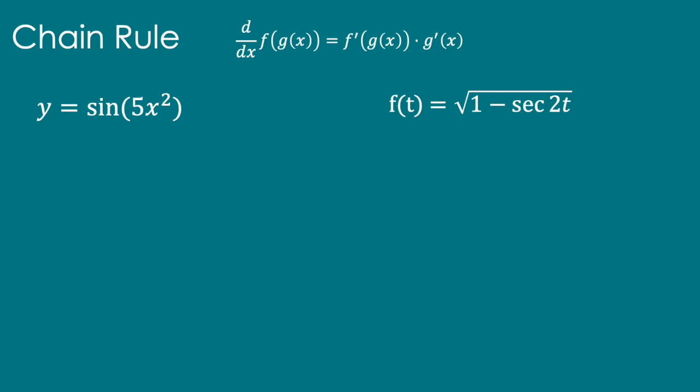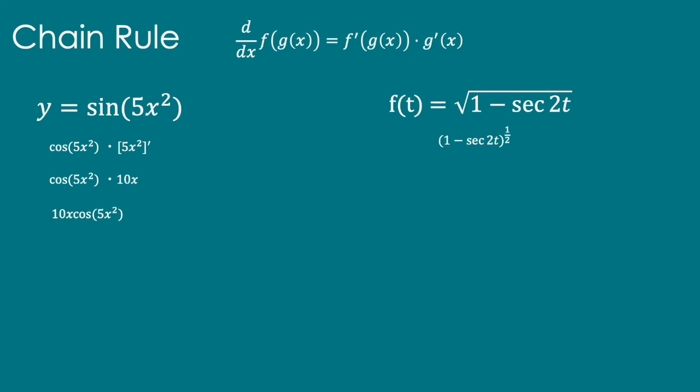So what's the derivative of sine? That's cosine. And then the derivative of the inner is 10x. So we have to put those two things together. So when you're taking the derivative of the outer, you leave the inner alone, but then you have to multiply times the inner. So that's why we have the cosine 5x squared still, but then we have to multiply times 10x. The second example would be the same principle.